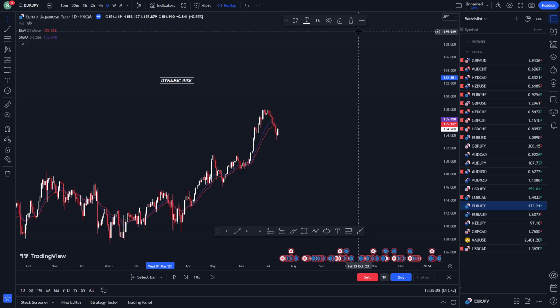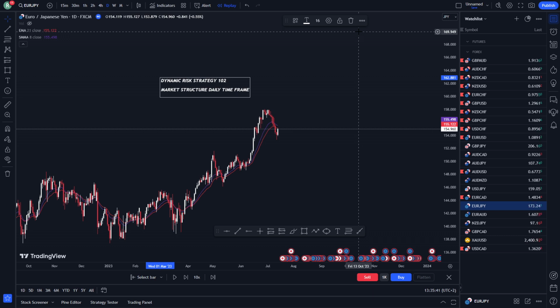Dynamic Risk 102, right? Dynamic Strategy Risk 102. So the first thing we're gonna take a look at is market structure on the daily time frame. That is what we're gonna do: market structure and daily time frames.